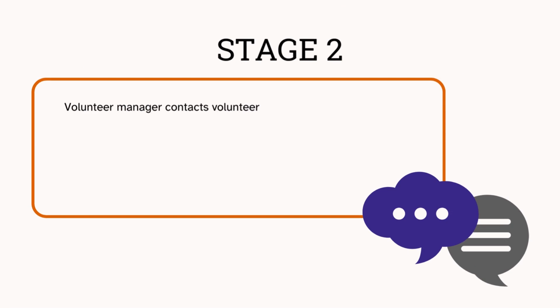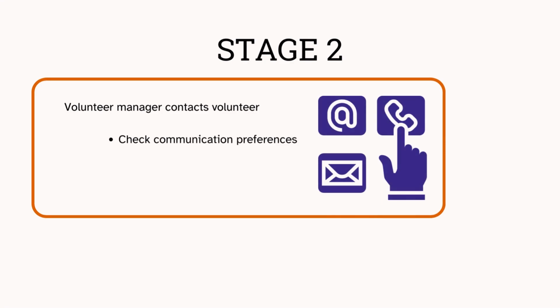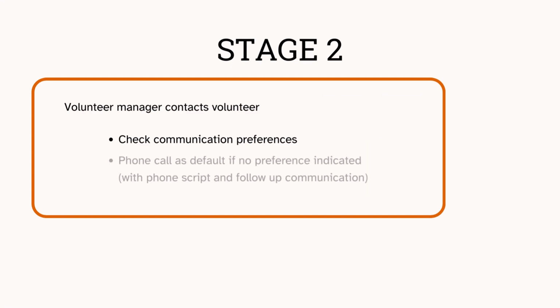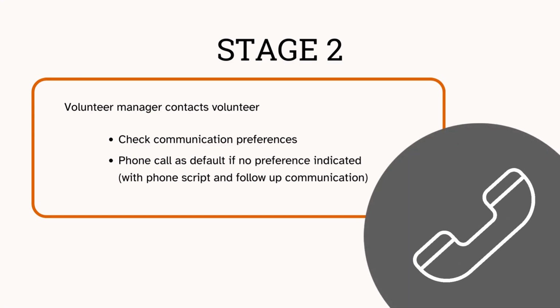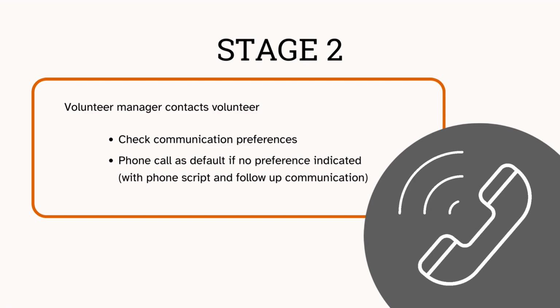In stage 2 of the workflow, the volunteer manager attempts to contact the volunteer. It's good practice to check the volunteer's communication preferences, if provided, before making contact. The volunteer may find it easier to speak on the phone or send short messages rather than writing emails, for example. Be prepared to adapt your approach to suit the volunteer as needed. If the volunteer hasn't indicated a preferred communication method, it's usually best to try calling them in the first instance. Make sure to refer to a standard phone script during the call to help you remember everything you need to say and ask, and always follow up with an email or other written communication as a record of your conversation.